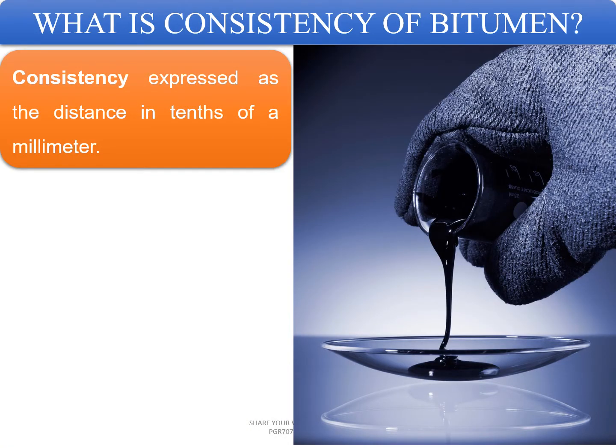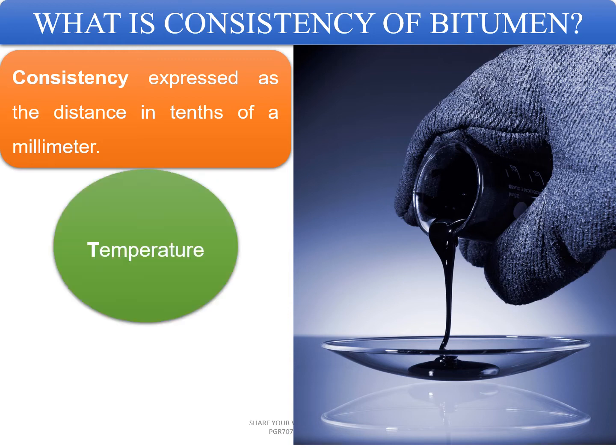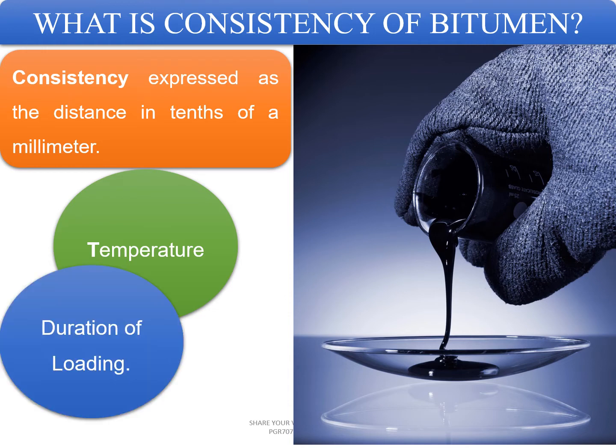What is the consistency of a bitumen? The penetration of a bituminous material is its consistency expressed in distance in tenths of a millimeter that a standard needle penetrates vertically into a specimen of the material under specified conditions of temperature, load, and duration of loading.